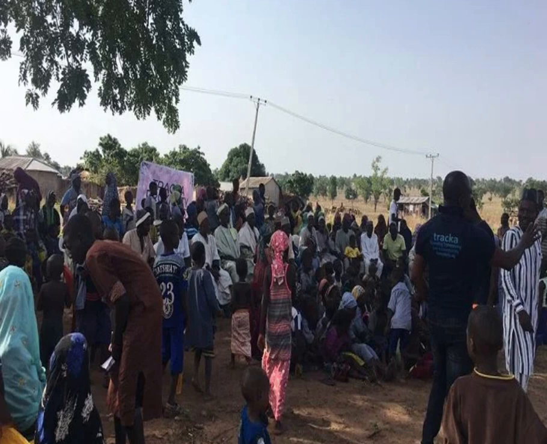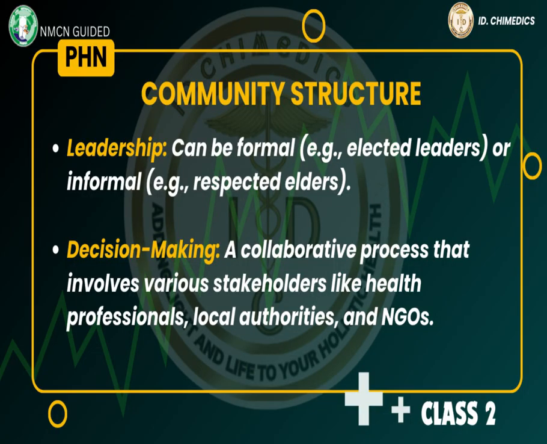Now, under the community structure, we also have what we call decision making, and decision making here is a collaborative process. It's not a one-man thing, as I said earlier. It involves various stakeholders, such as the health professionals, the community members, the local authorities, and non-governmental organizations, that's the NGOs, and they come together to collaborate in order to make decisions.